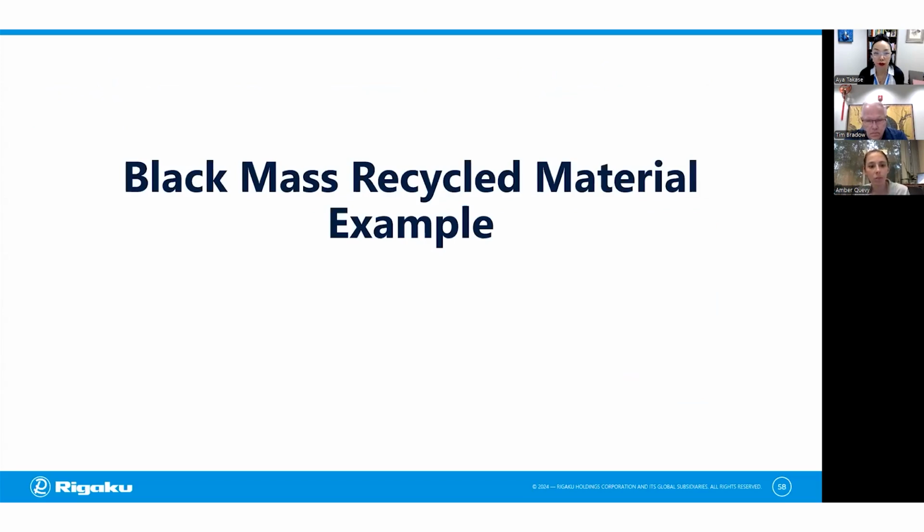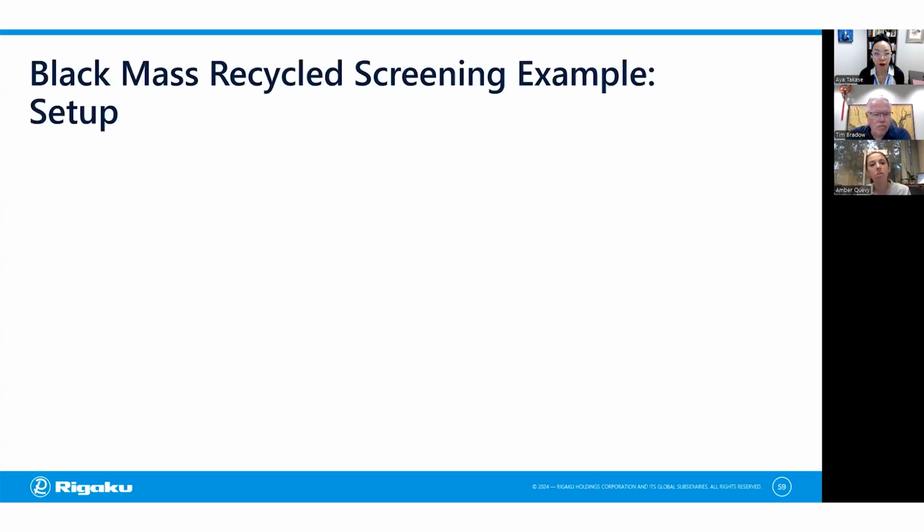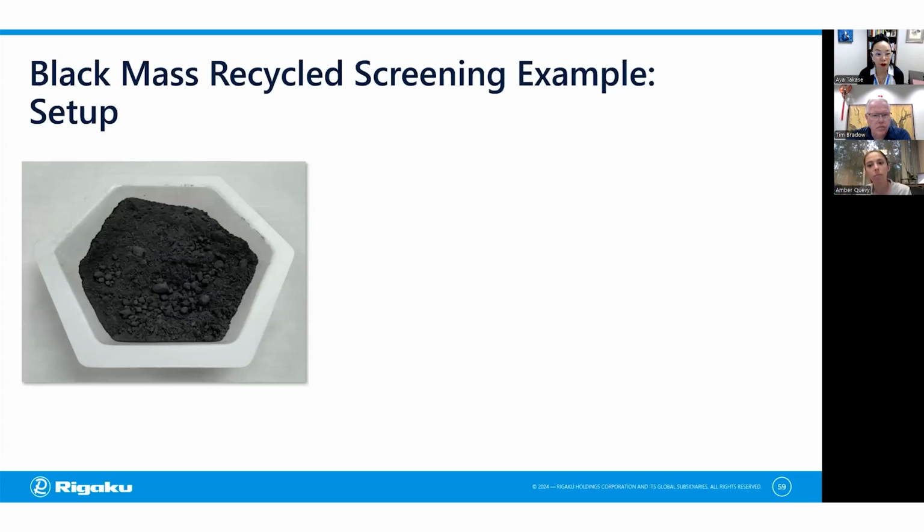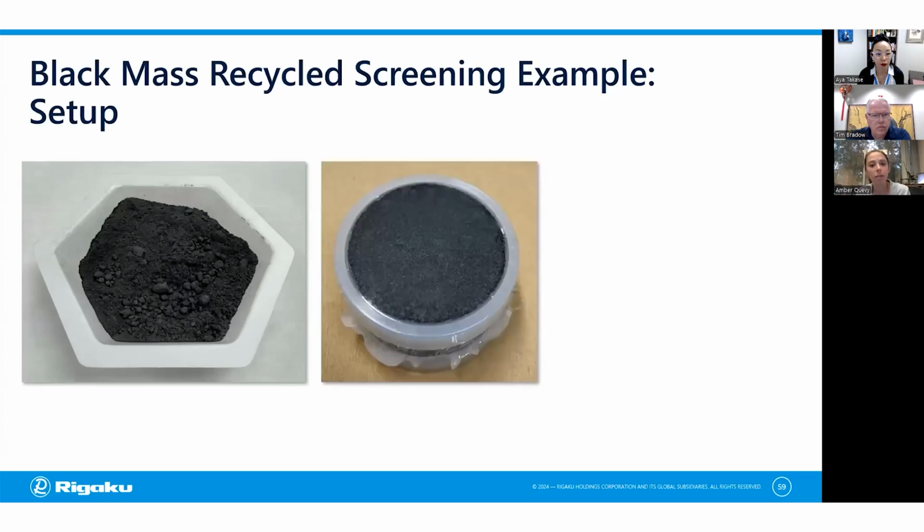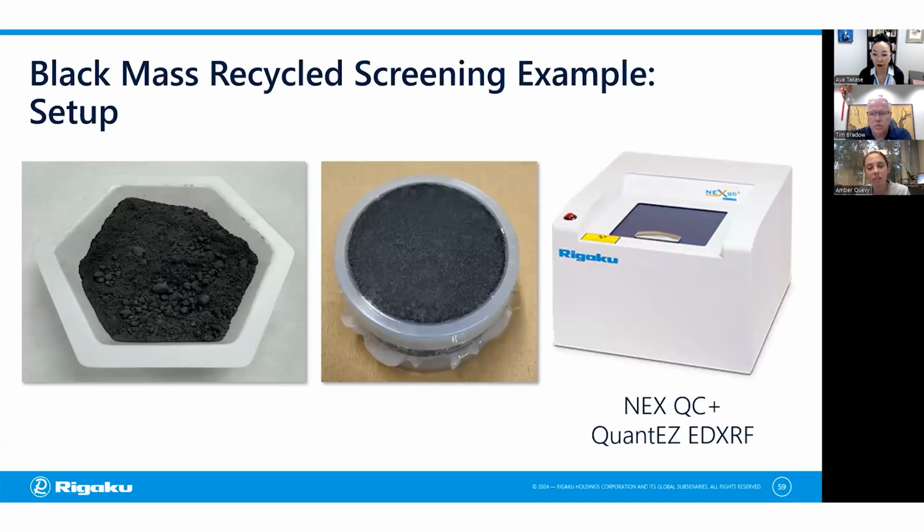And then our final example is going to be our black mass recycled material example. So this was actually done on an energy dispersive X-ray fluorescence unit. So begin with our black mass. This was prepared in a cup very similar to what was run earlier and was loaded into our Next QC Plus unit. So this is actually our smallest benchtop unit we have. This is the one that I was joking you could take home in your backpack.